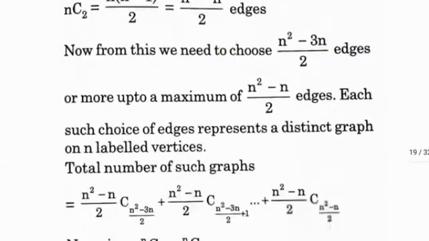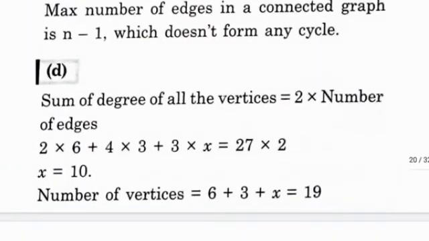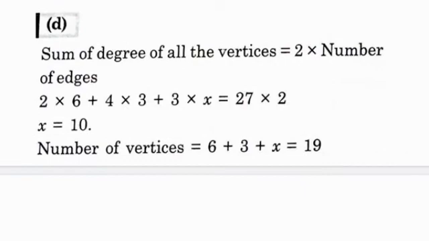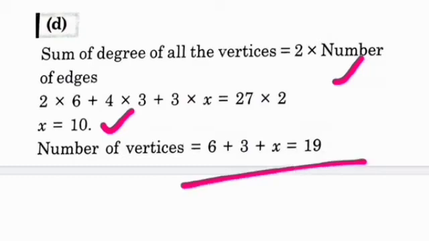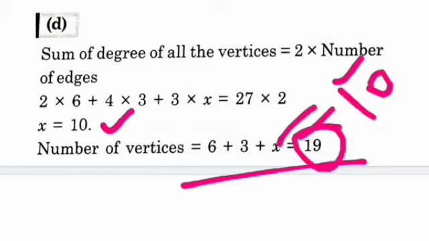Now come to the solution of this question. The correct answer is option D, that is 19. We know that the sum of the degrees of all vertices is equal to 2 into the number of edges. So just putting in all the edges and degrees, we get x equal to 10. Now the number of vertices equals 6 plus 3 plus x, which is 10, so we get 19. So option D is your correct answer.